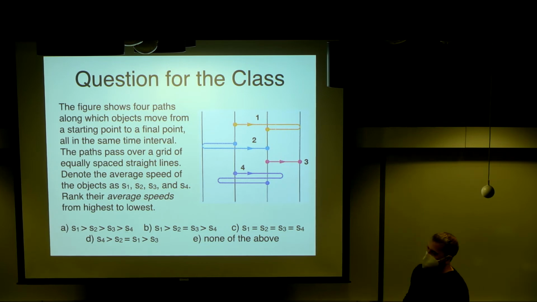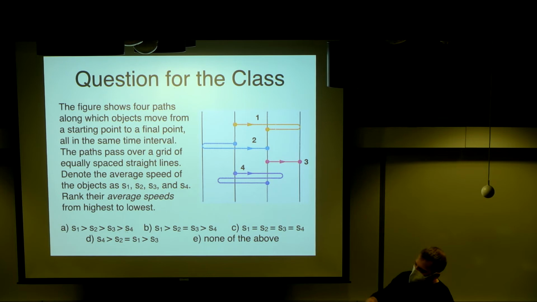Object number 1, how many lines does it travel over in its total journey? Yeah, so as far as distance traveled is concerned, for object number 1, it's 3 units of distance, right? What about object number 2? 3. Also 3 units of distance. So 1 and 2, because they travel the same distance in the same amount of time, have the same average speed for this motion.